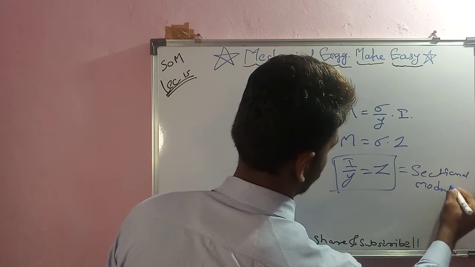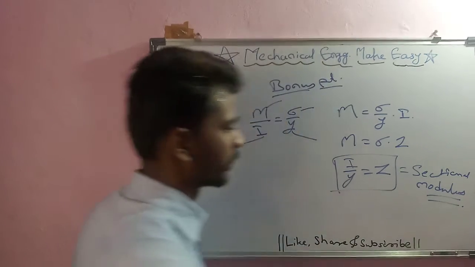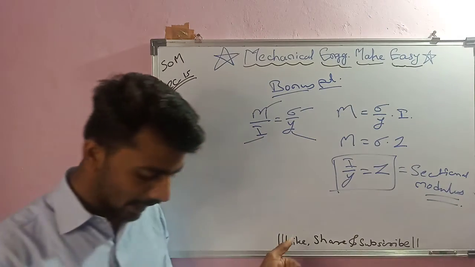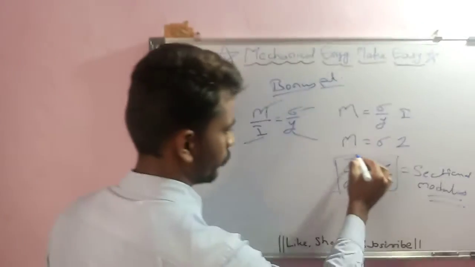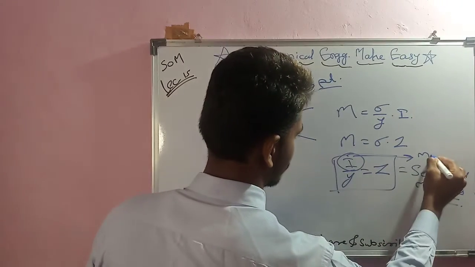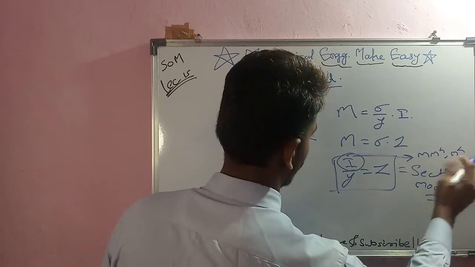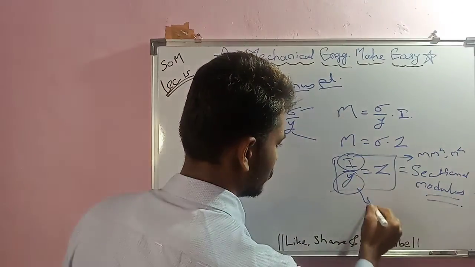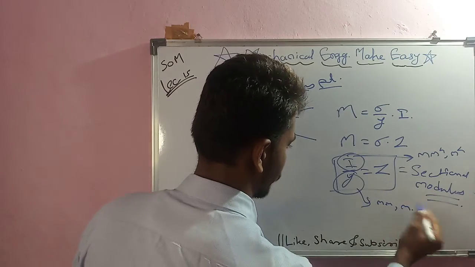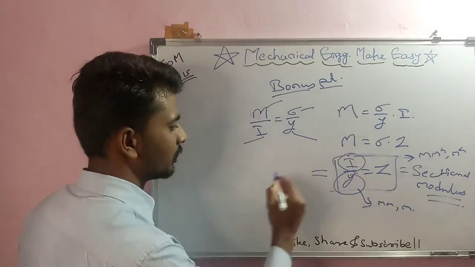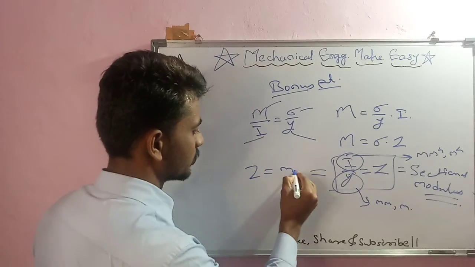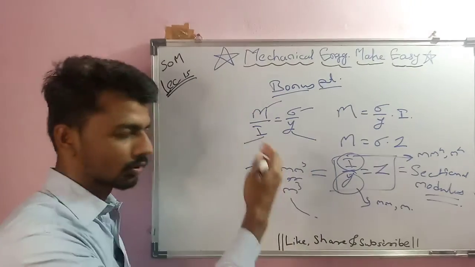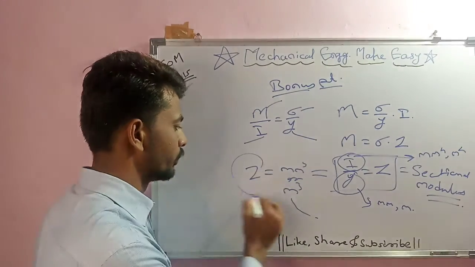So what exactly is I upon y, which is Z? It is the sectional modulus. What exactly is Z? Z is the sectional modulus, and for the unit, we know the moment of inertia is mm raised to 4 or meter raised to 4, the length unit raised to 4, and y will be only a length unit like mm, meter, etc. So Z will have a unit of mm cube or meter cube, depending on whatever length unit we have taken. So this will be the unit of Z.